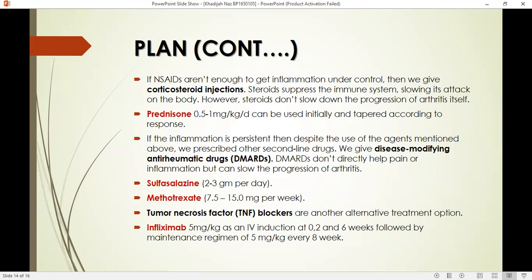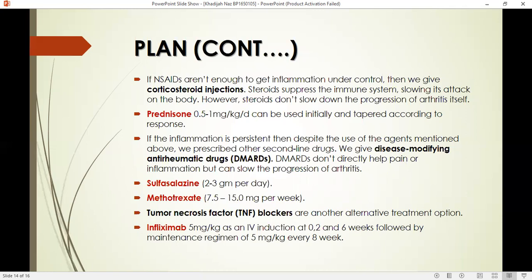And if the inflammation is still persistent and the progression of arthritis is still going, then we will give disease modifying anti-rheumatic drugs, that are DMARDs. DMARDs don't directly help with the pain and inflammation, but slow the progression of arthritis. In DMARDs, we give sulfasalazine, and the dose is 2 to 3 gram per day. Or we give methotrexate, and the dose is 7.5 to 15 mg per week.